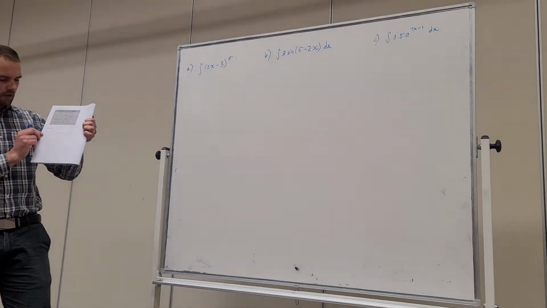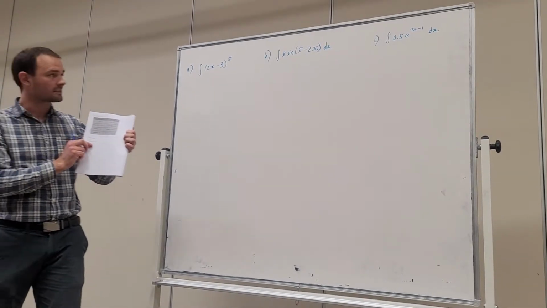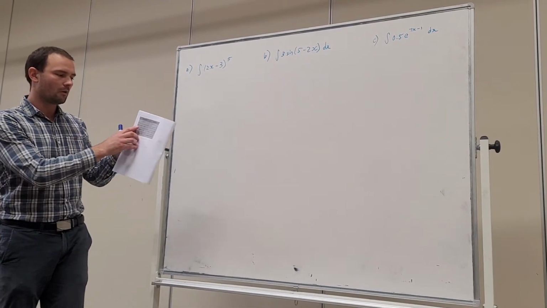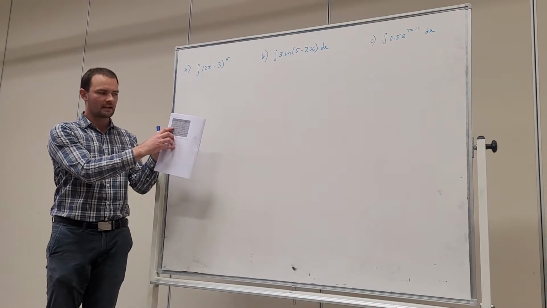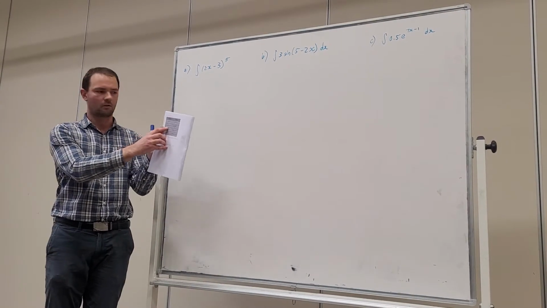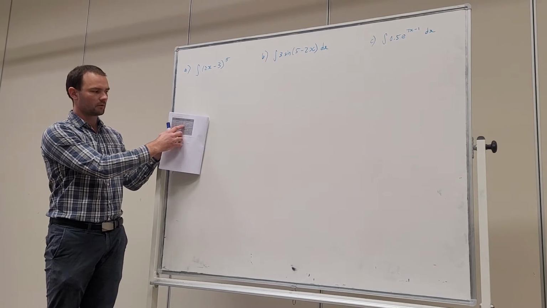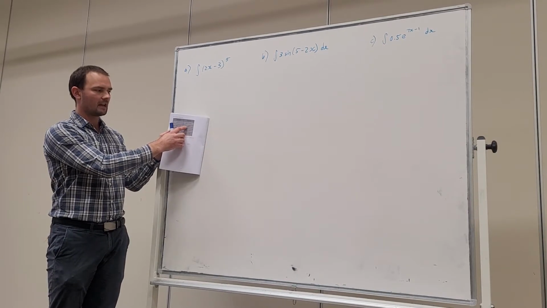Okay, so let's get into these examples. Integrate 2x take 3 to the power of 5. Well, we can see here, if we have ax plus b to the power of n, so this is the second rule here. The integral is going to be 1 on a times ax plus b to the power of n.